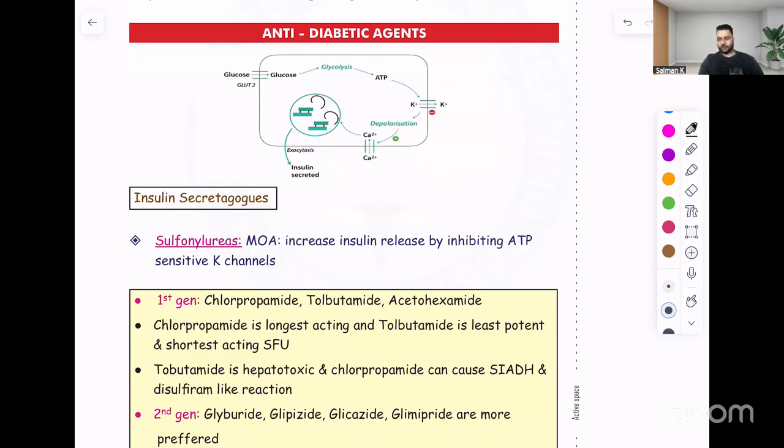Okay. Now, in this diabetes topic, you must remember that there are some drugs which can make you release insulin. So, what are these drugs that can make you release insulin? They're called insulin secretagogues. They increase the secretion and hence they're called secretagogues. Okay.